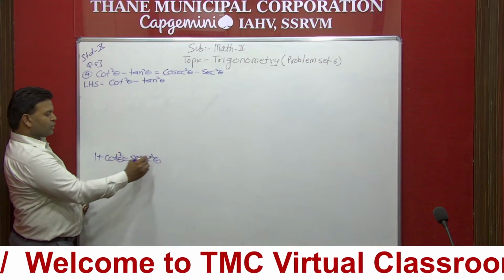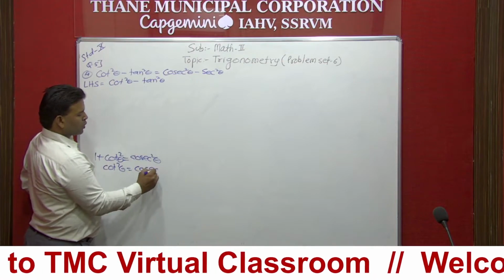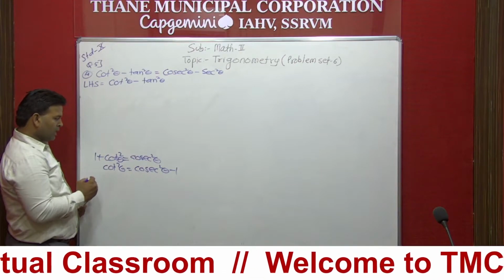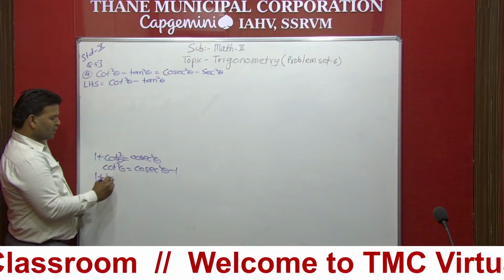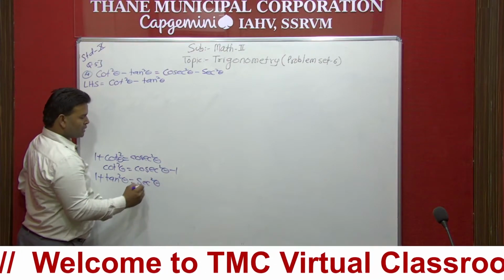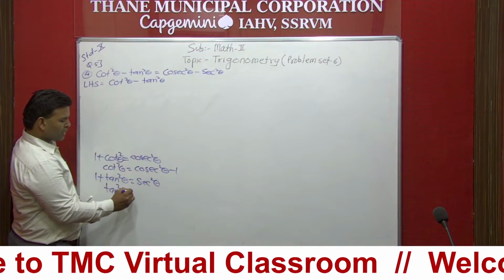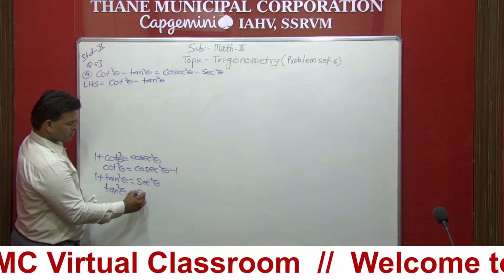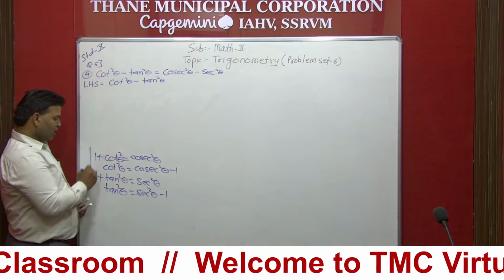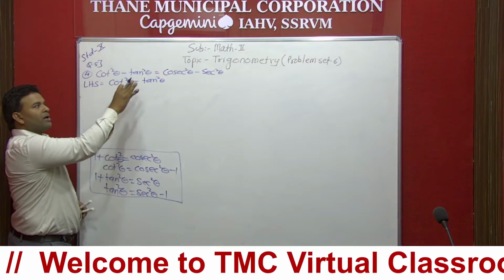Now if I transfer this 1 to this side, what happens here? Cot square theta is equal to cosec square theta minus 1. This is one of the identities. Similarly, we have one more identity, 1 plus tan square theta is equal to sec square theta. Now if I take this 1 to this side, I will be left with tan square theta is equal to sec square theta minus 1. So here, with the help of these identities, we can prove our question.